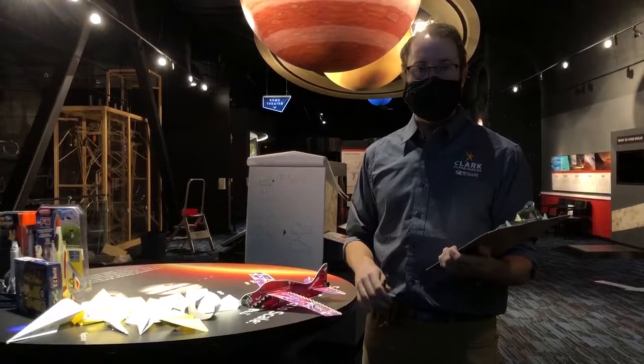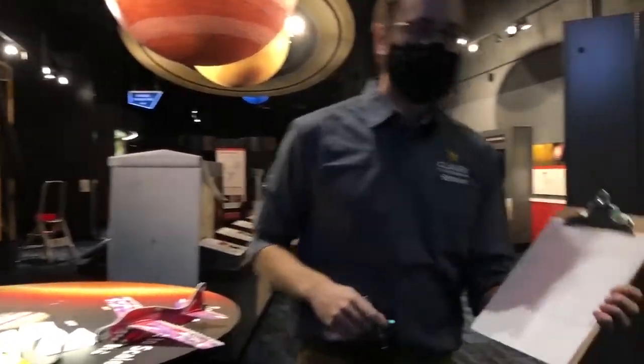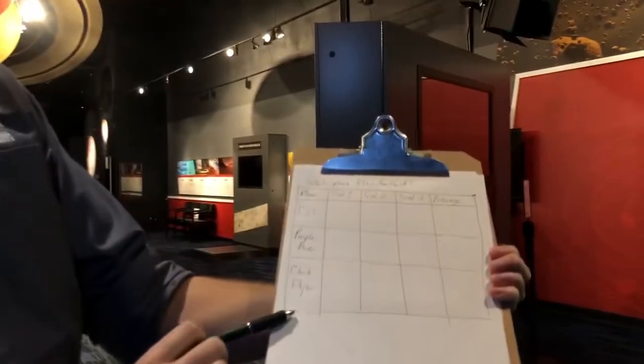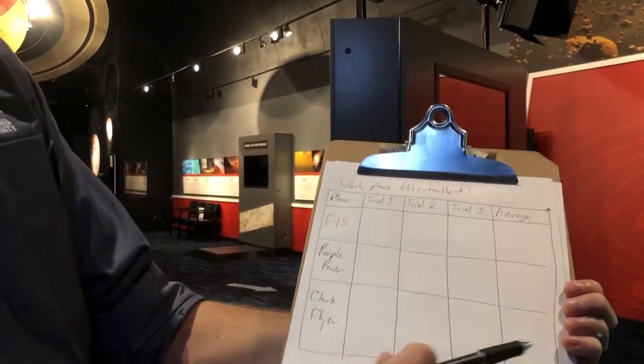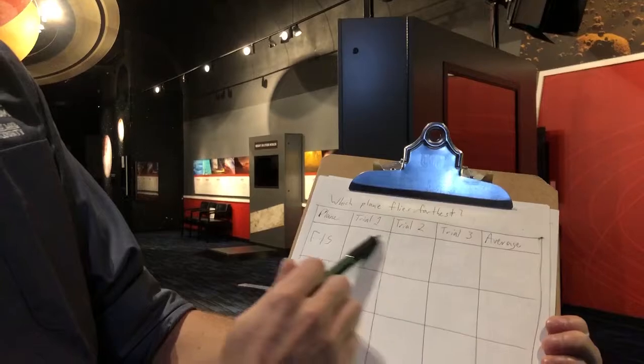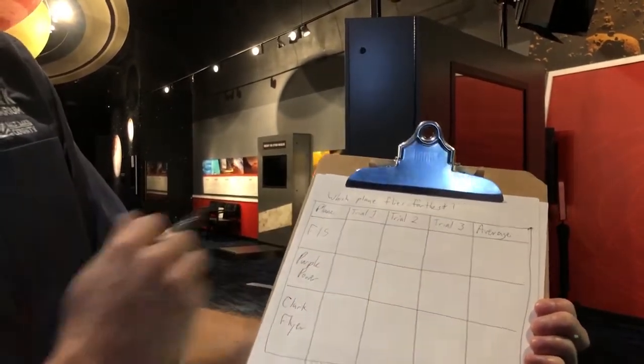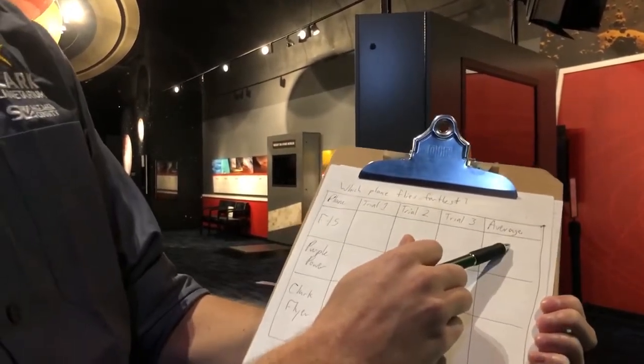And we're going to first create a table. We want your table to create enough columns to keep all of your trial numbers. We're going to do at least 3 trials to make it very scientific and accurate, and then an average column so that you can calculate the average of each of the throws.